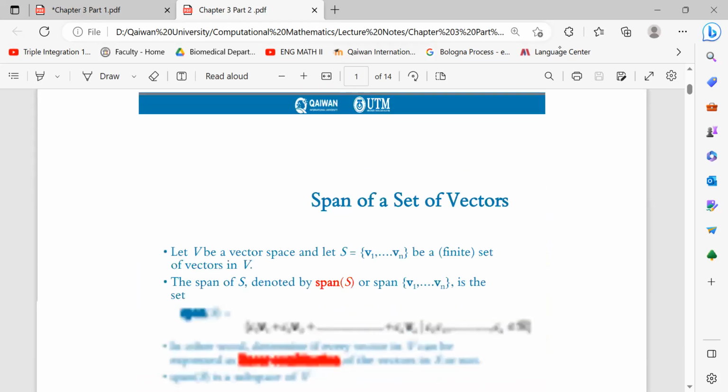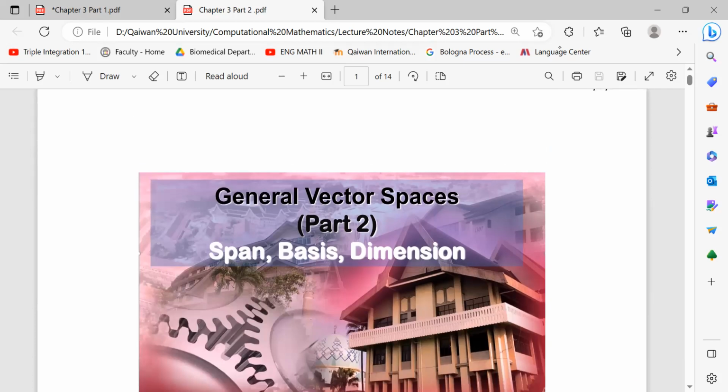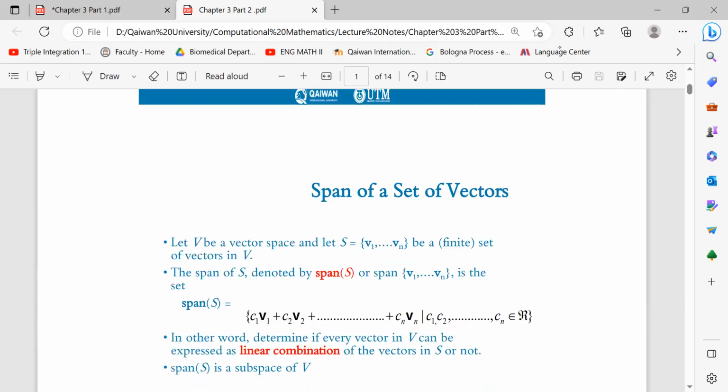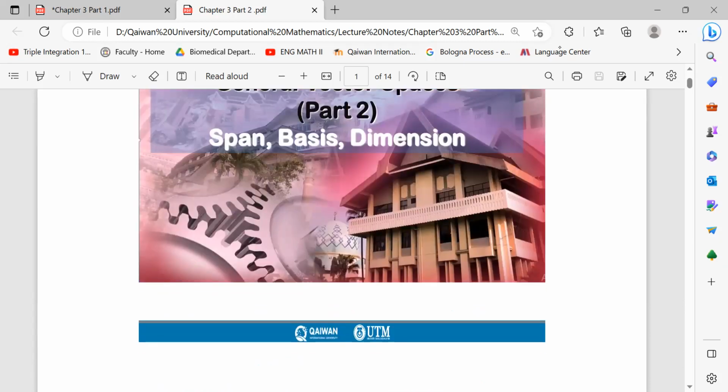Okay, here it all depends on linear independence and linear combination. In the previous chapter we talked about that, and it is the basis for these sections in chapter 3.